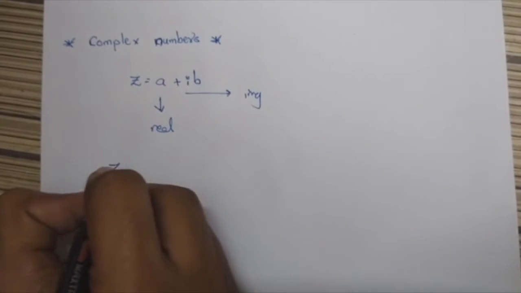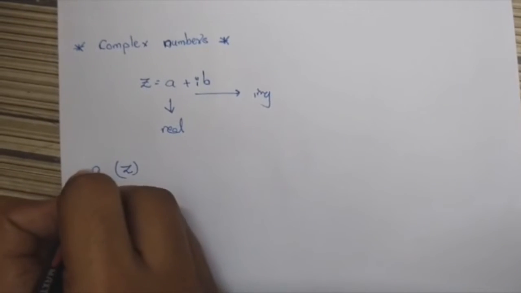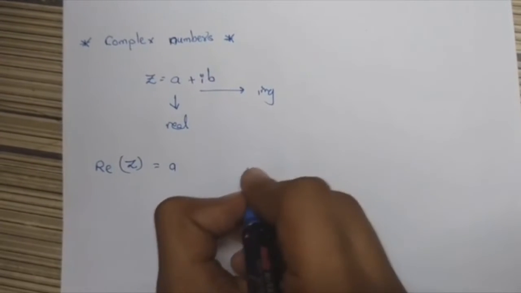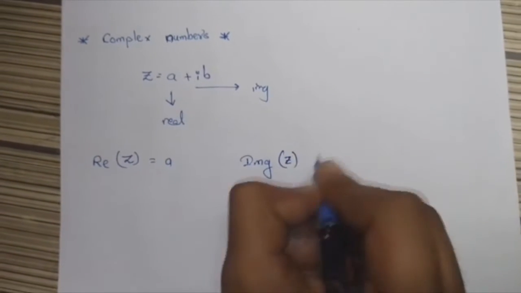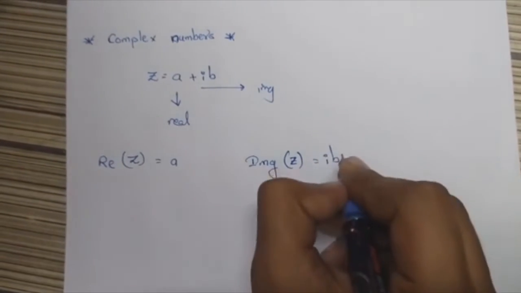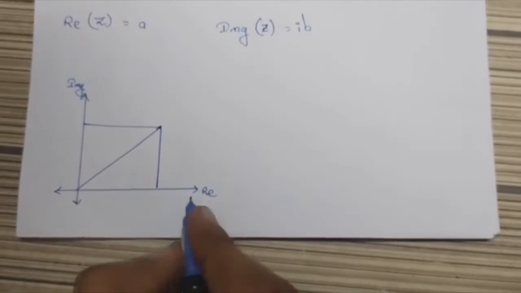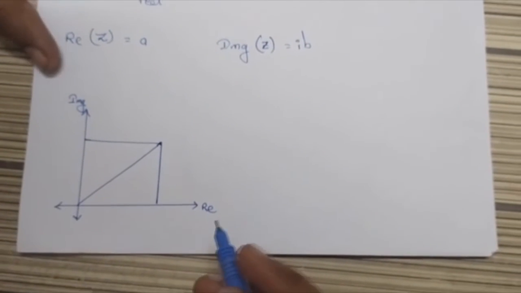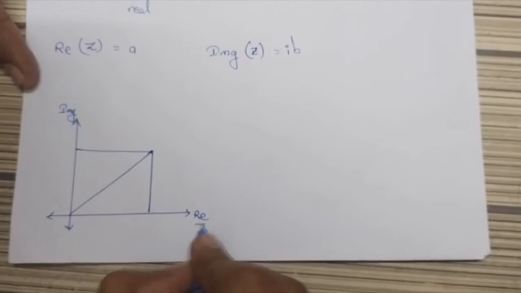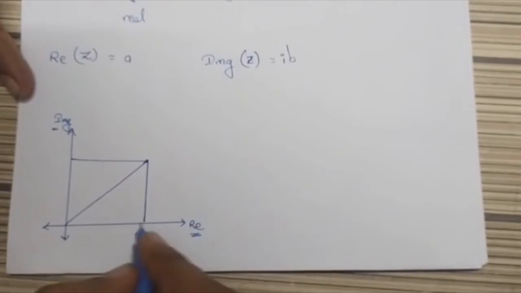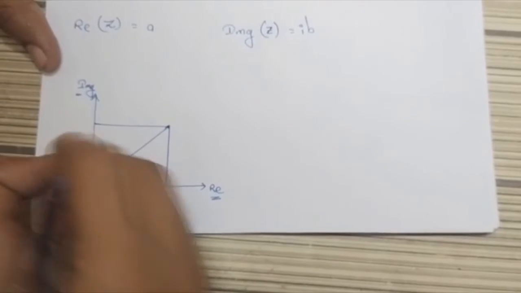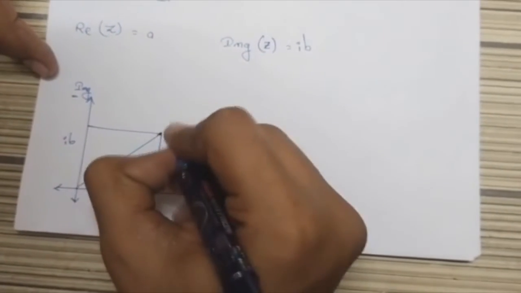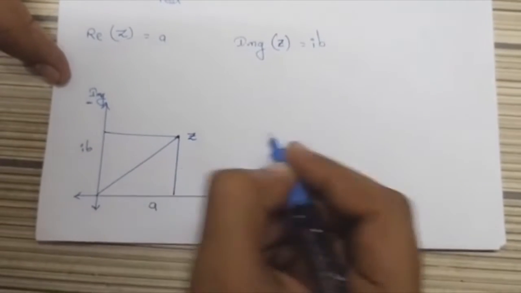We can also write the real part of z equals a and the imaginary part of z is ib. So here we are going to represent these complex numbers. Let's say we have two axes, one real and another imaginary. As we have discussed earlier, a plus ib equals z. So the real part is a and the imaginary part is ib, and their resultant is this point, which is denoted as z.